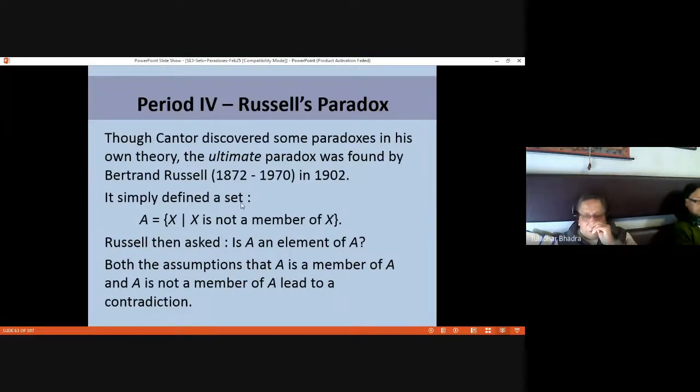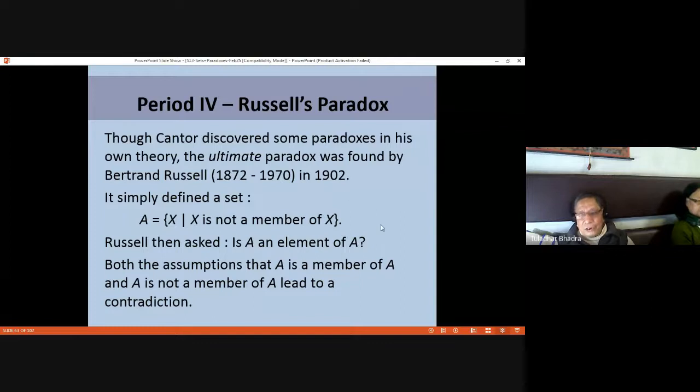Now the fourth period, Russell's paradox. Though Cantor discovered some paradoxes in his own theory, the ultimate paradox was found by Bertrand Russell in 1902. It simply defines a set A as the set of X, where X is not a member of X. What does this mean? It is so funny. Russell then asks, is A an element of A? Assume so, that A is a member of A, and A is not a member of A, this way a contradiction. So when you define a set in this way, A is the set of elements X where X is not a member of X.